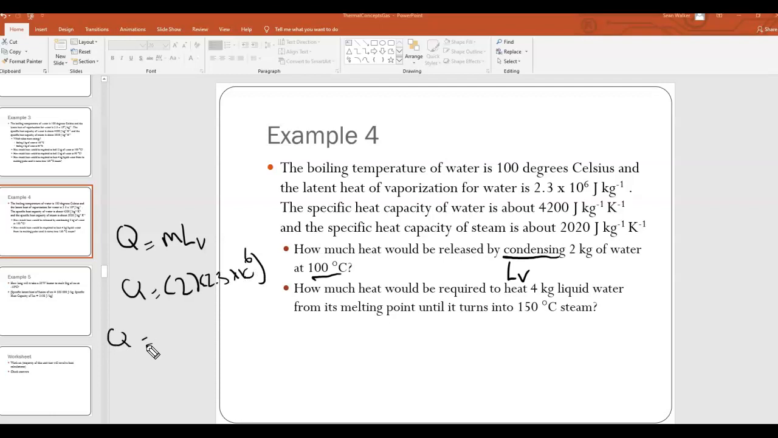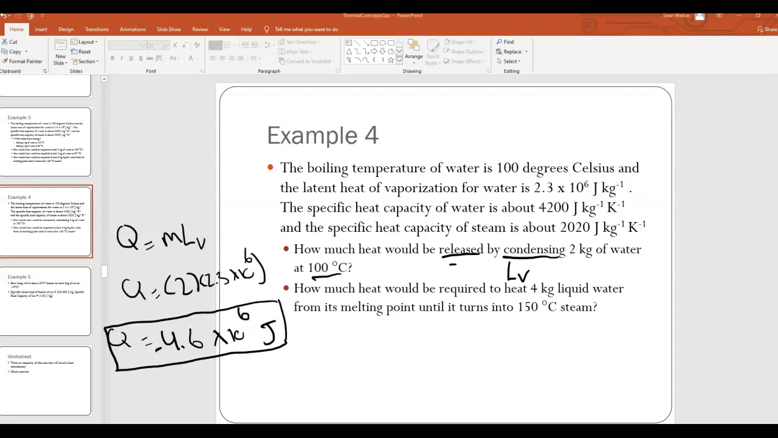Now do keep in mind, you have to be very careful with this. The equation for latent heat is not smart enough to know whether it should be positive or negative. It's not like the mc delta T equation, which can give you a negative answer. So if you know it's supposed to be negative because heat is being released, that means Q should be negative, and you have to add the negative on your own. So that is example 4.